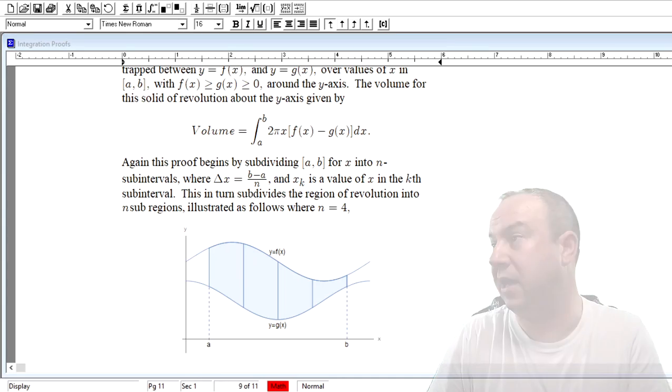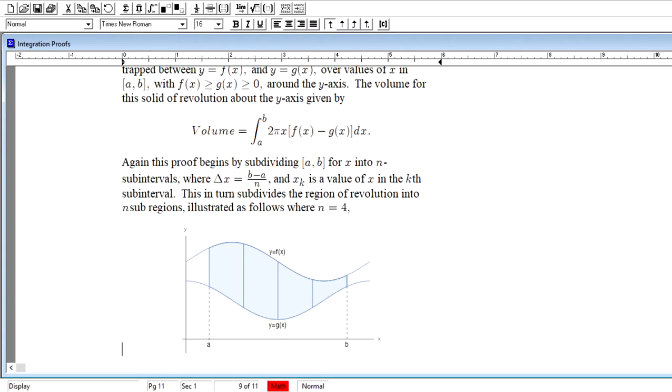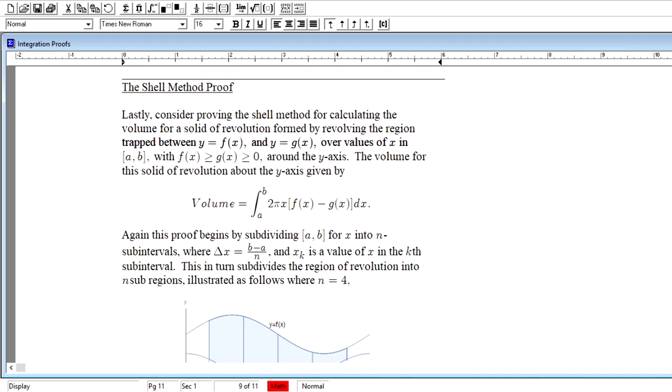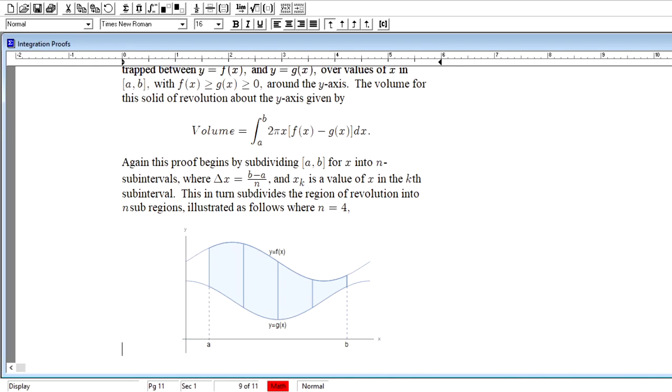Let me give you a little bit of shell method here. Again, we should be familiar with the setup for the shell method, right? We are looking at taking this region of space trapped between these two curves, f of x and g of x, on this interval of x from a to b, and in the classical approach, revolving that around the y-axis.